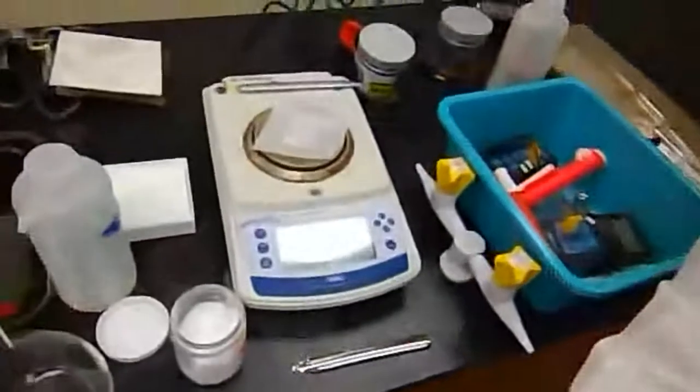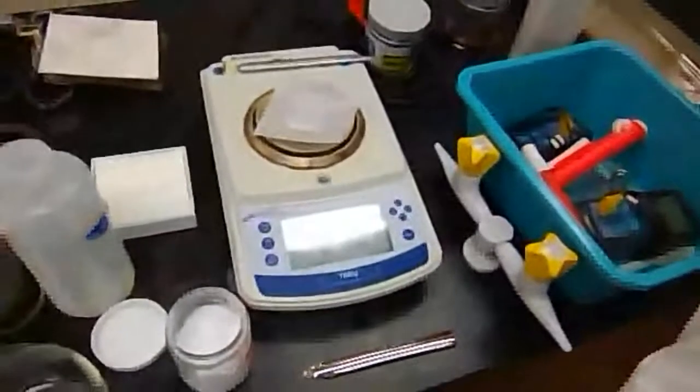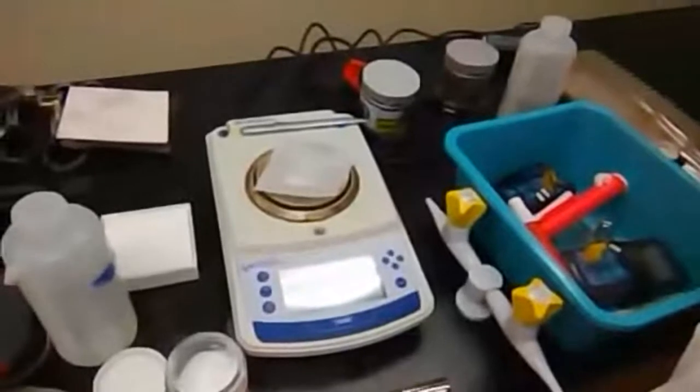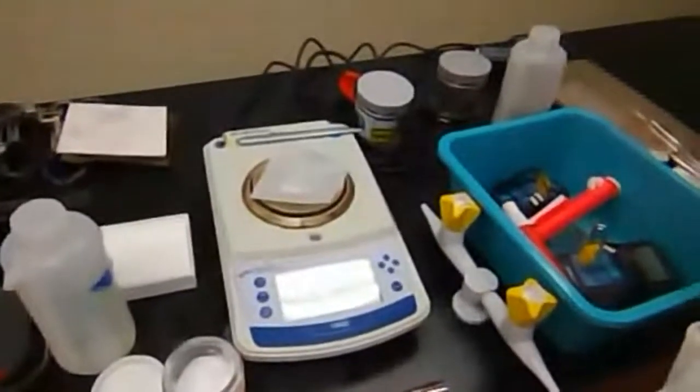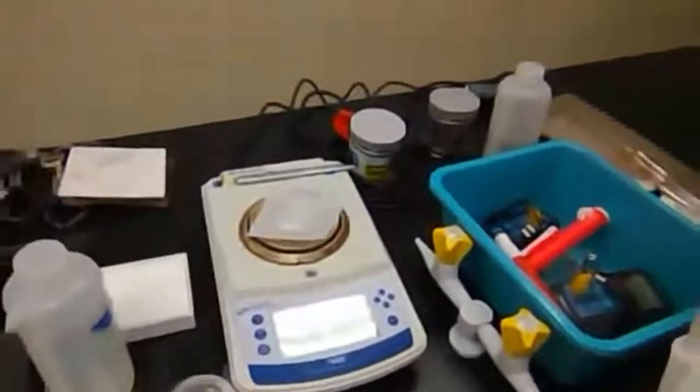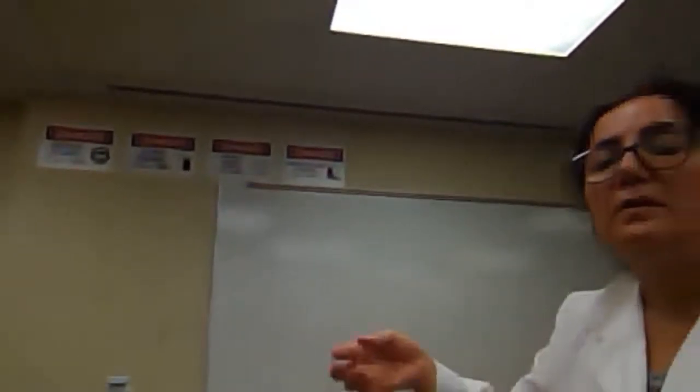I have measured 0.4 gram exactly. Using the scale, I measured exactly 0.4 grams. Now I'm going to transfer that to the flask. Transfer the 0.4 grams into the flask, the 1000 ml or 1 liter flask.